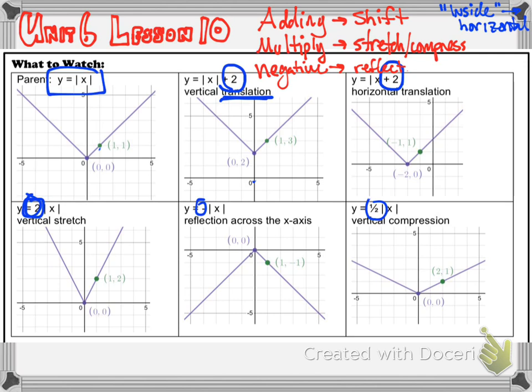If you multiply inside, it'll be a horizontal dilation. And if you add or subtract outside, it'll shift it vertically the way you would expect. If you multiply on the outside, it will stretch it or compress it vertically as expected. So for a specific example, see the next video.